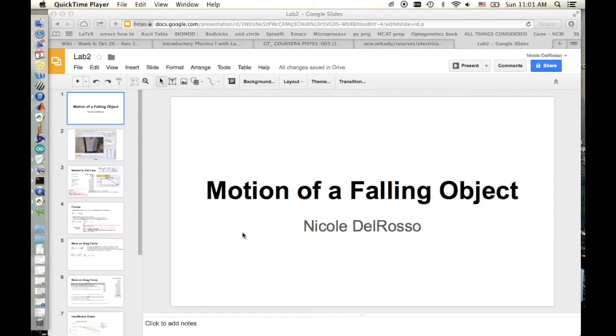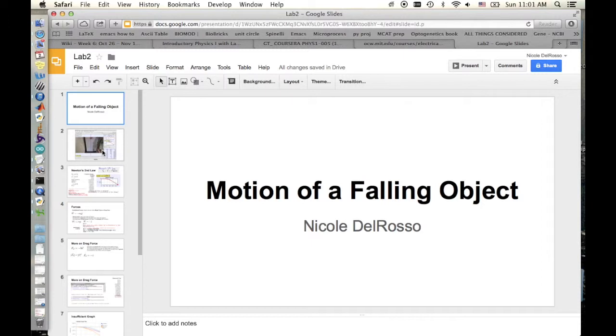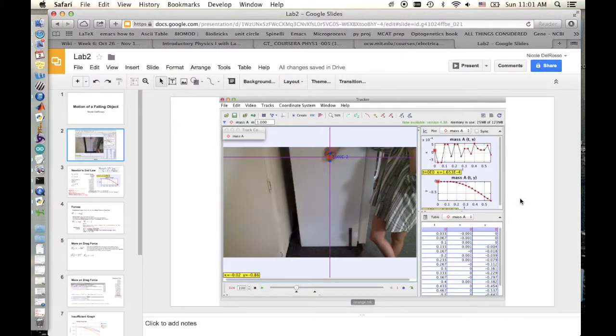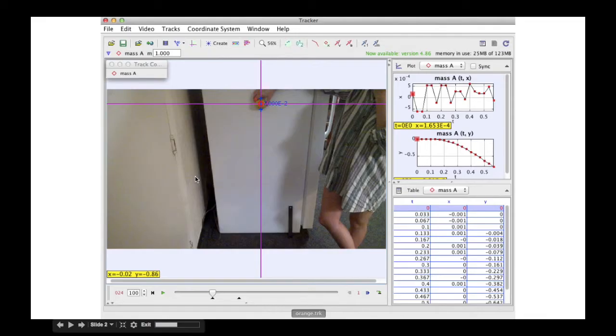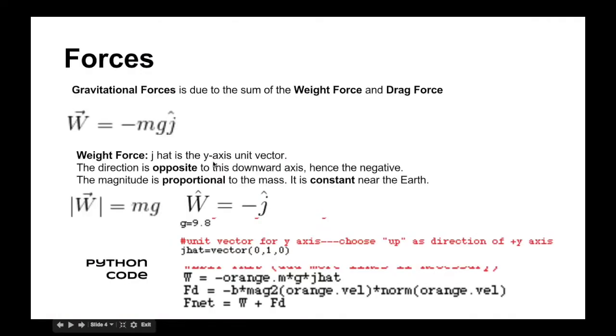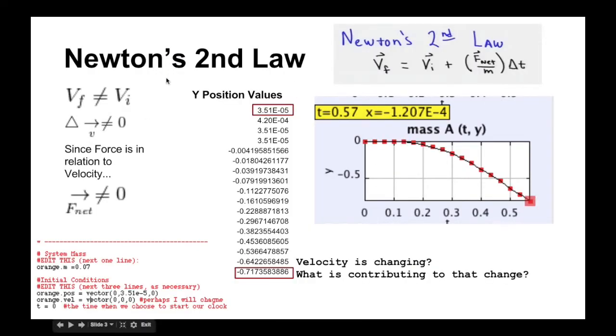So here's my investigation of an orange moving from rest, falling downward. What I first did was I used Tracker to analyze my orange's different positions, as you can see here. And I was interested in examining what happens to the orange as it falls from rest.